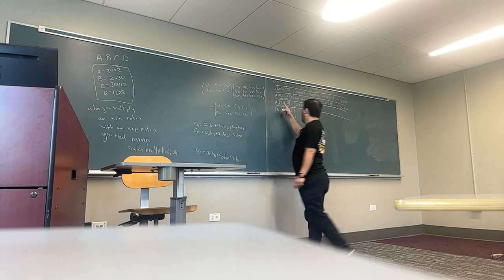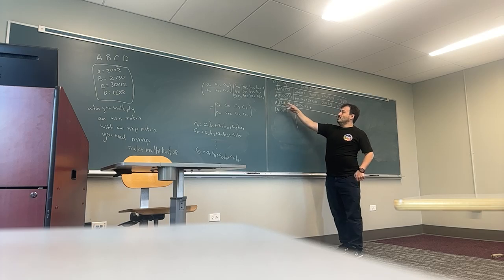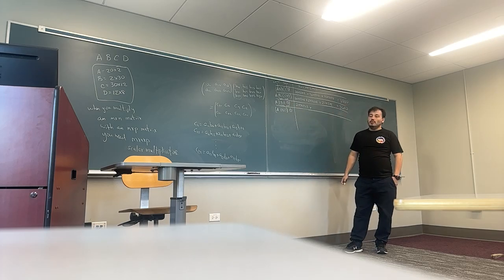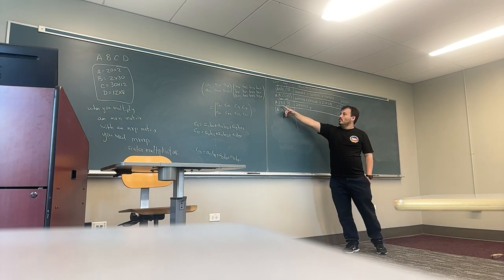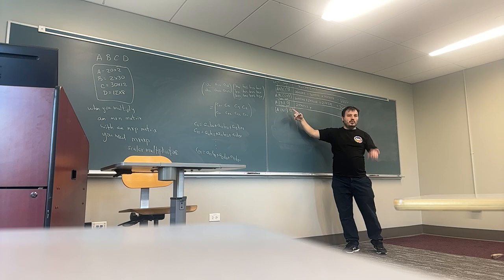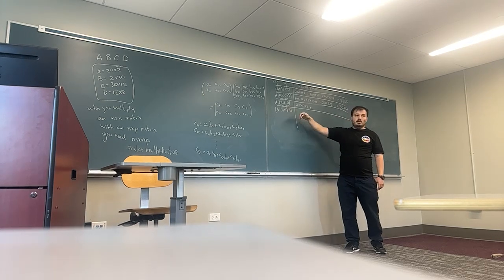So how many operations does doing BC times D take? You just do 2 times 12 times 8. The middle number is repeated, so you just count it once. 2 times 12 times 8. Okay.